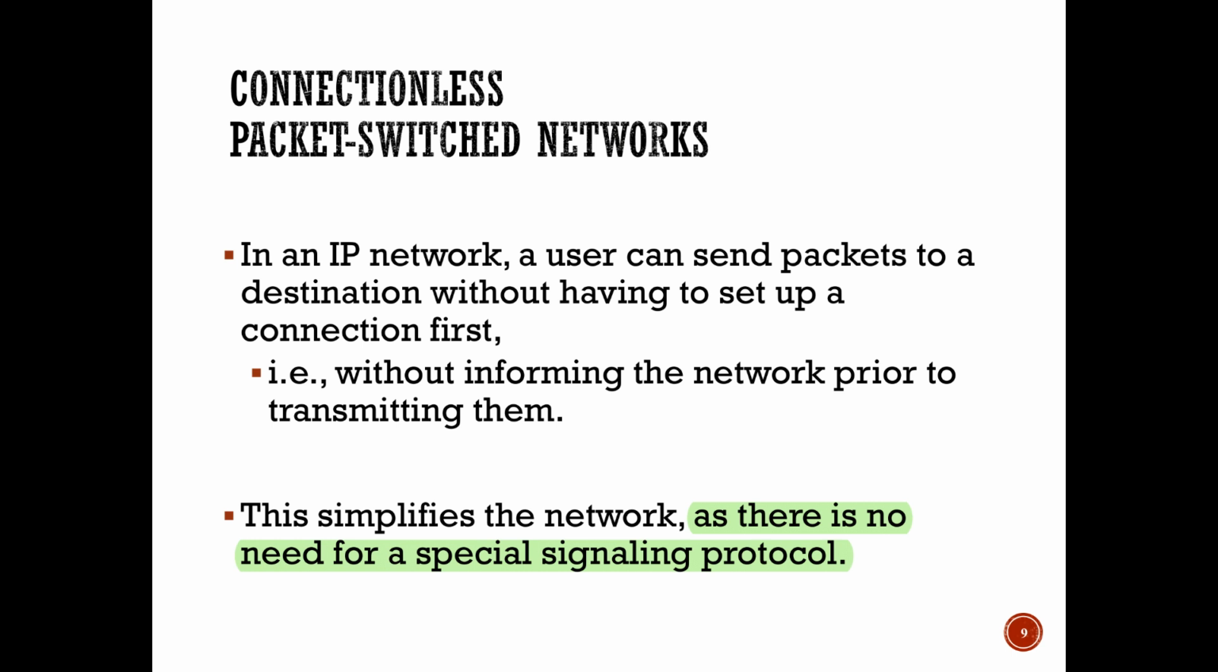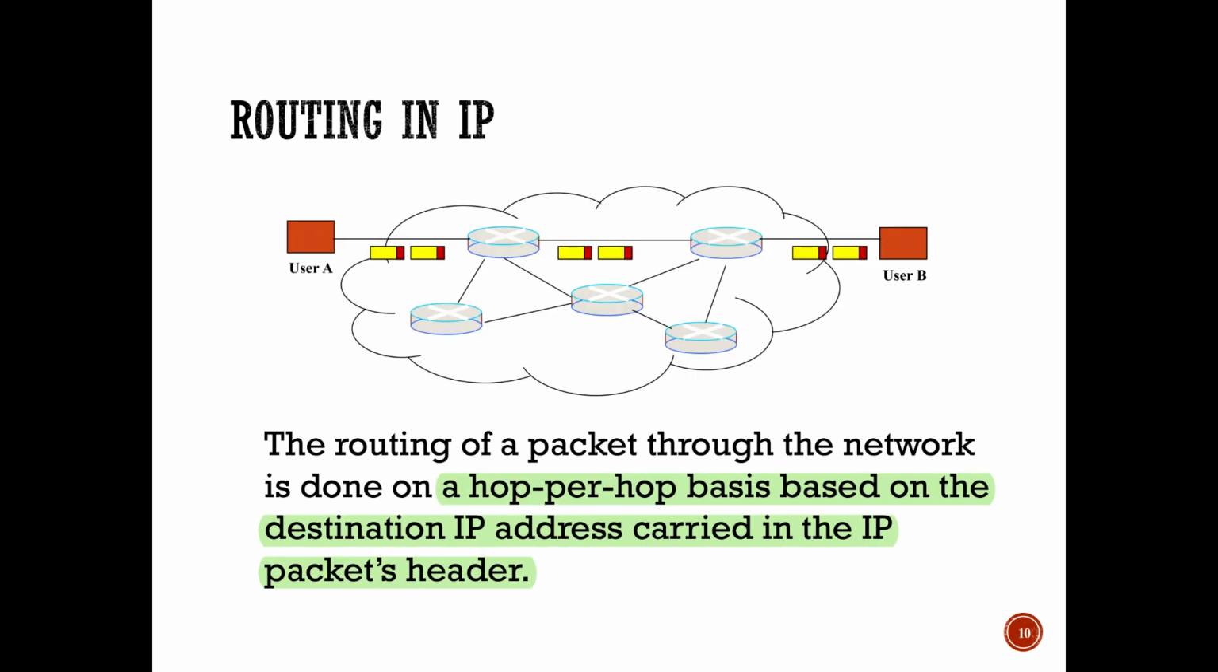Connectionless packet-switched networks. In an IP network, a user can send packets to a destination without having to set up a connection first, that is, without informing the network prior to transmitting them. This simplifies the network, as there is no need for a special signaling protocol.